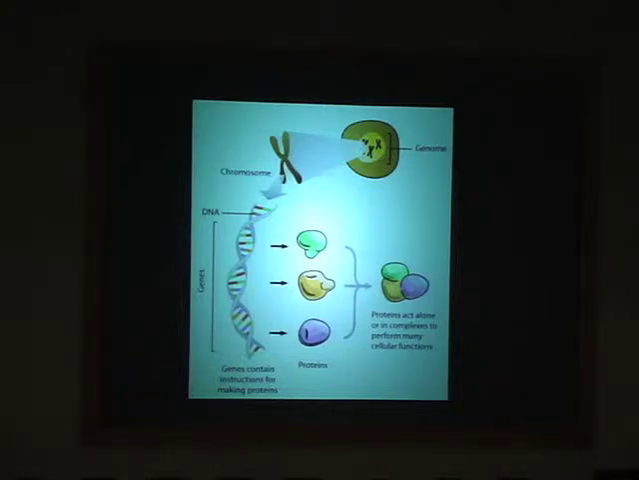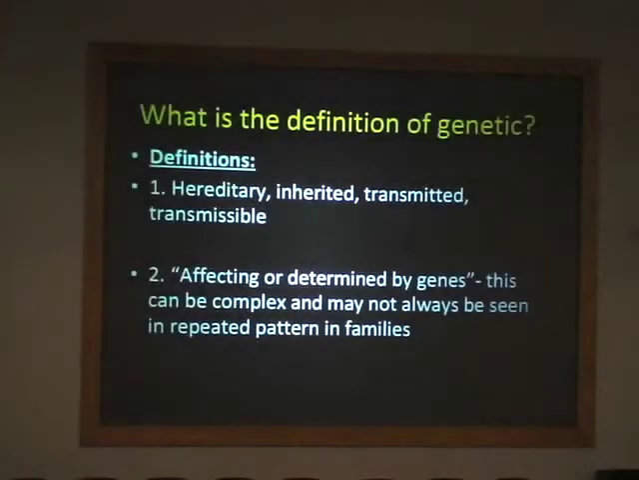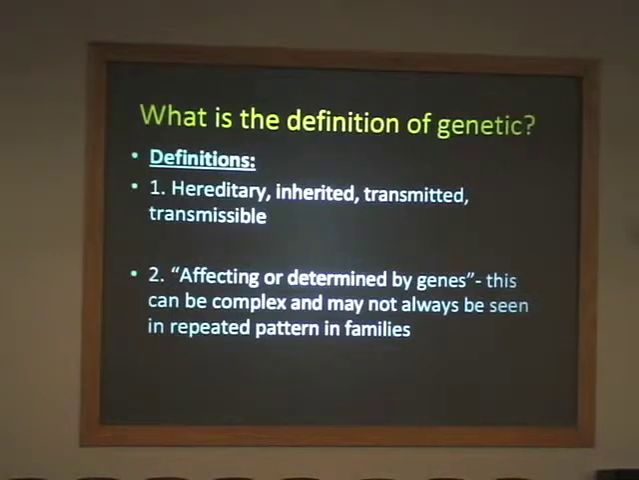But anyway, we have the genome, and we have all these chromosomes, and then we have the DNA, and then we have those genes, and then the genes make proteins, and the proteins have the functions that instruct the cells how to form. There are different ways of looking at genetics. I think people most commonly think of genetics as hereditary, inherited, transmitted, or transmissible. So you think, am I going to be passing this on, or did I pass it on? But it can also be much more complex than that, meaning affected or determined by the genes, and it could be a complex interplay between the genes, and that's also genetic.